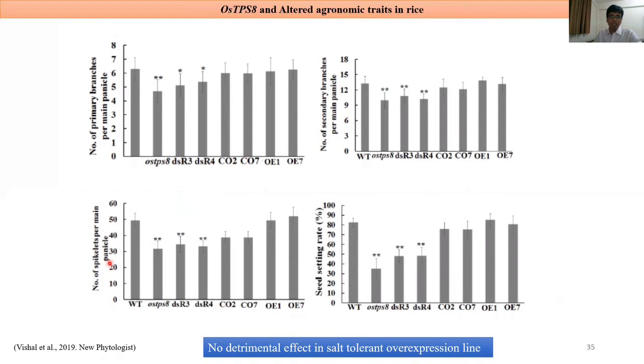All are reduced in the knockout and the loss of function suppression line, and well complemented in the complementation line. The good thing we observed is that the two independent overexpression lines did not show any detrimental changes in the phenotypes. So no agronomic trait has been negatively affected due to the overexpression of OsTPS8, and at the same time it confers salt tolerance. That's a good thing if it can be used in crop improvement.